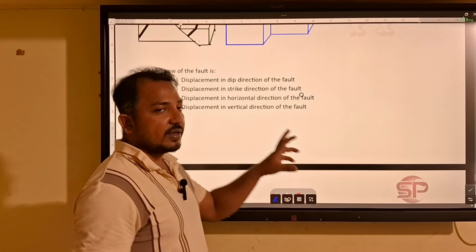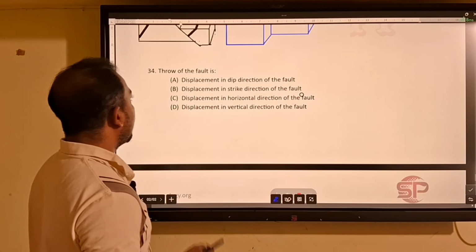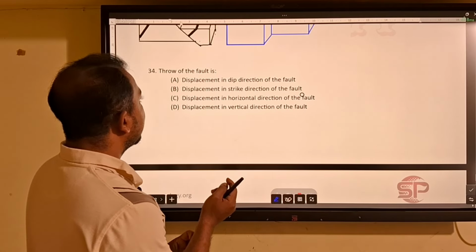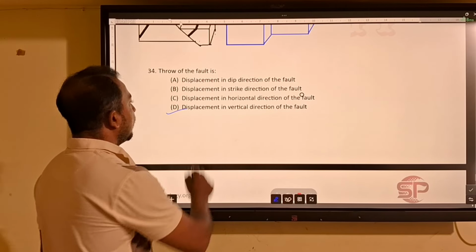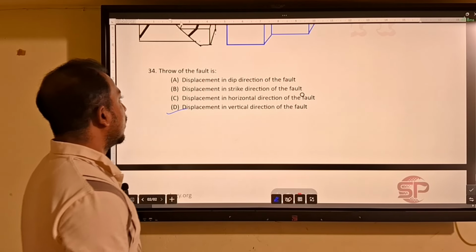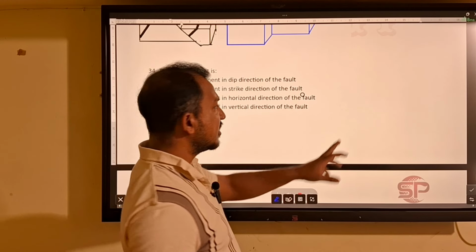Then the throw of the fault. So I have discussed it. The throw of the fault is the displacement in the vertical direction of the fault, that is called your throw. Displacement in the horizontal direction is the heave.